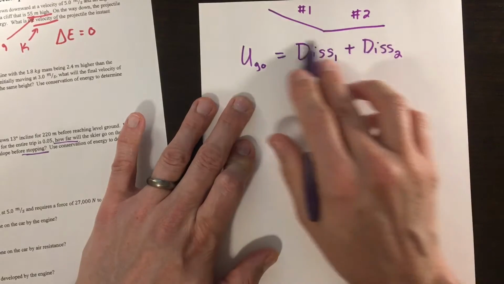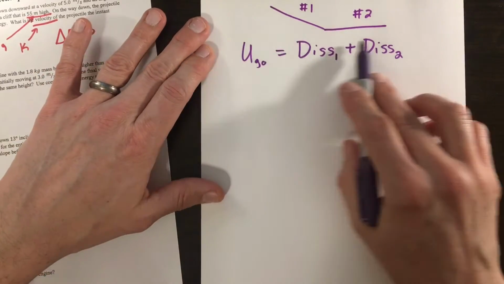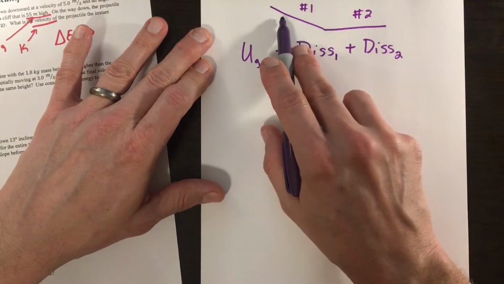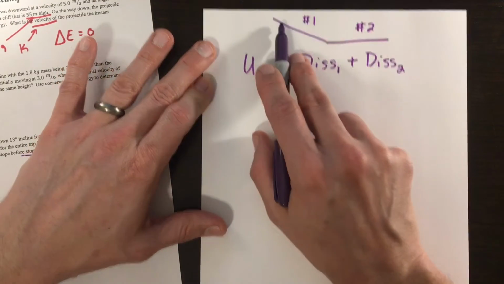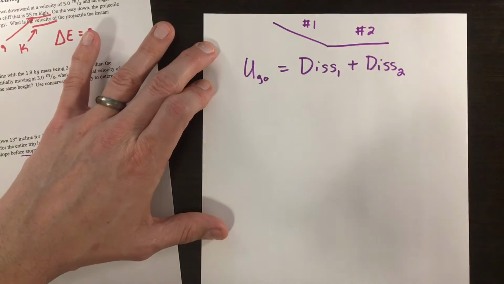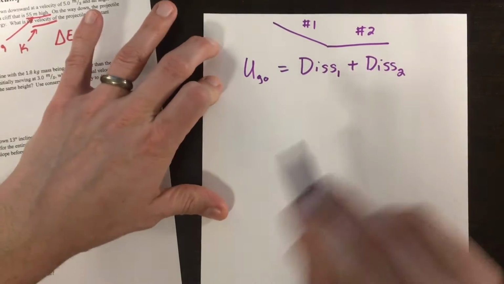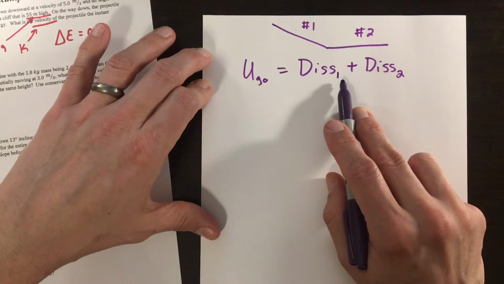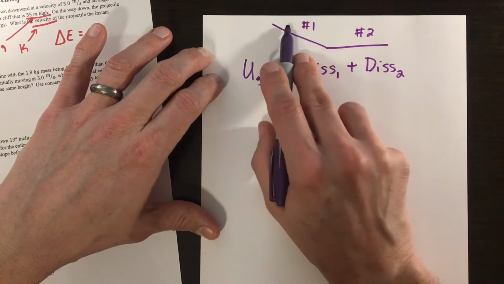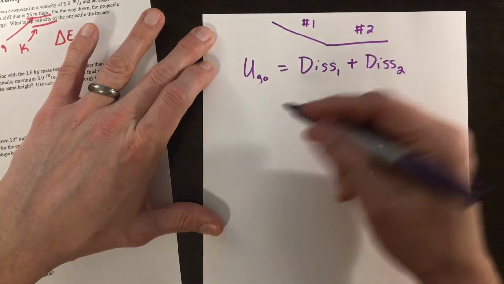The reason there's a difference here is because the normal force is going to be different for this part as it is for this part. And because the normal force is different, then the force of friction itself is going to be different as well. So the amount of dissipated energy, meaning the force times displacement, is going to have a different force here as it is there. All right, so let's figure out the force.